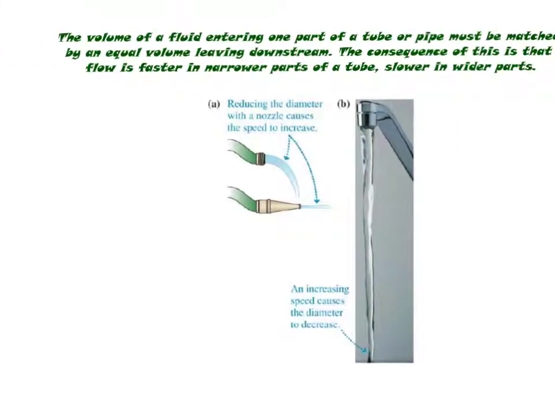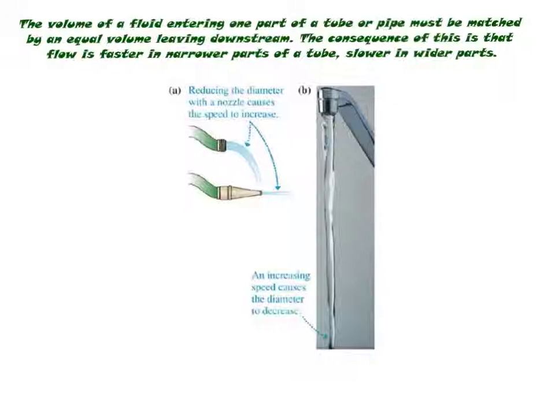The consequence of this is that the flow is faster in narrower parts of a tube and slower in wider parts of a tube. You experience this every time you use a garden hose with a nozzle on it. The narrower opening of the nozzle makes the water exit at a faster speed.